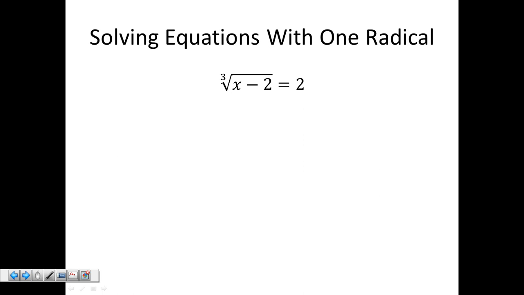Taking a look at this where we have a cubed root, it's the same idea, but instead of using a square, I have to use a cube to get rid of the cubed root. When I do that, the cubed root goes away. I have x minus 2 on the left. I have 8 on the right. I add over the 2, and I have x equals 10.